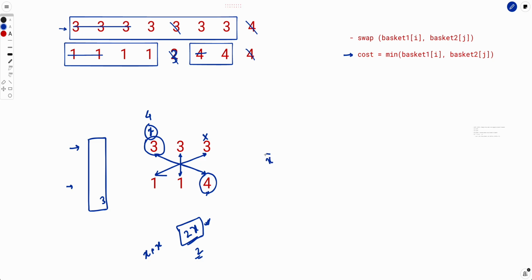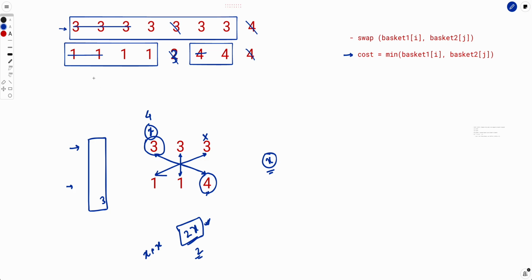Now, when would this extra element be beneficial? Only when the cost that we are incurring currently is greater than the cost that we would have incurred if we had taken x. Now we have shown that with x we will be incurring 2x cost, assuming that x is less than both 3 and 4. Now what is the best possible value of x?